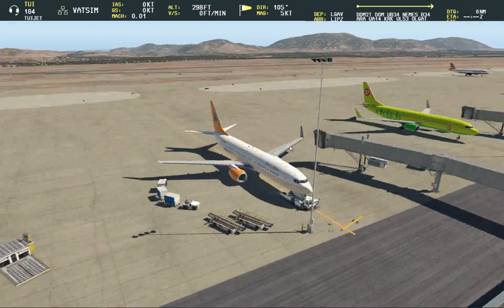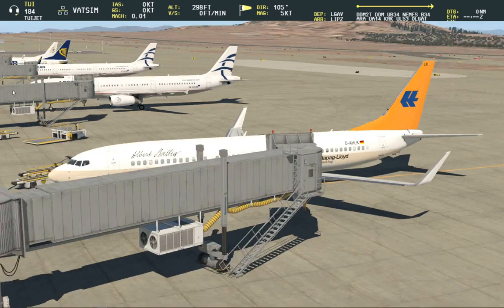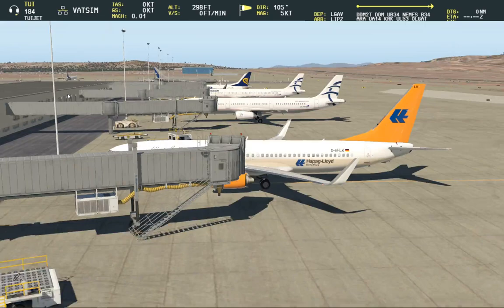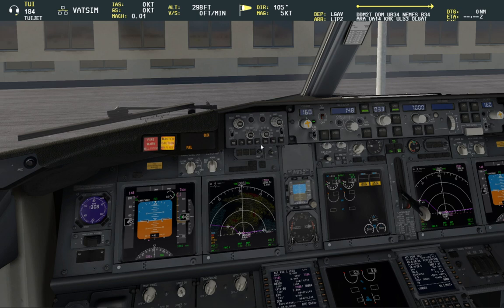Widget 184, Venizelos ground, hello, standing by. Stand by to widget 184. Probably somebody else is pushing back next to us, no. Well then, beacon on so they can. So we have time to review the departure procedure.